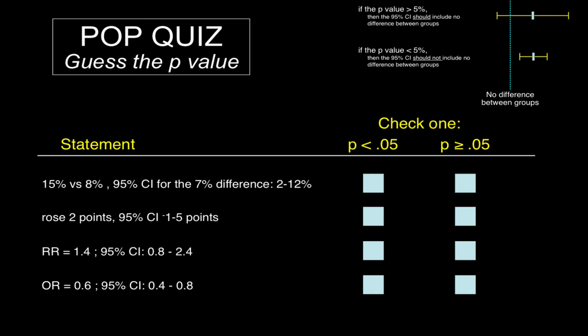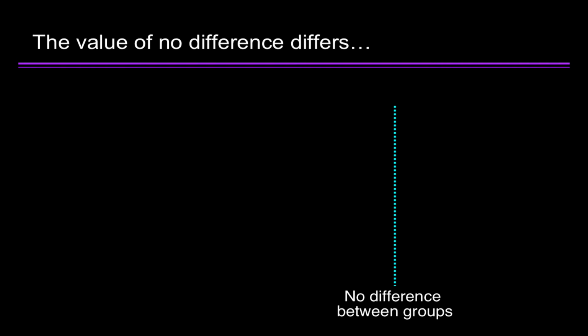Okay, I'm going to tell you the answers now. The first is less than 0.05. The second study is greater than or equal to 0.05. The third study is greater than 0.05. The fourth study is less than 0.05. If you really took the time to do this, you now recognize an issue. The value of no difference differs.